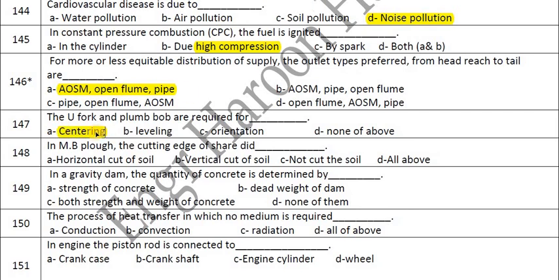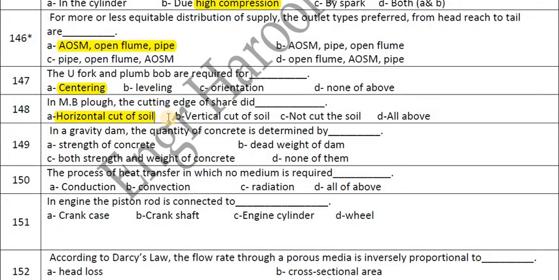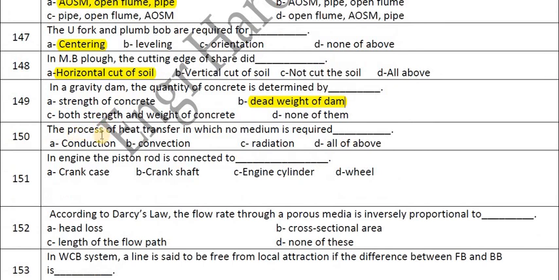centering. In moldboard plow, the cutting edge of the share does horizontal cut of soil. In gravity dam, the quantity of concrete is determined by dead weight of dam. The process of heat transfer in which no medium is required is called as radiation.